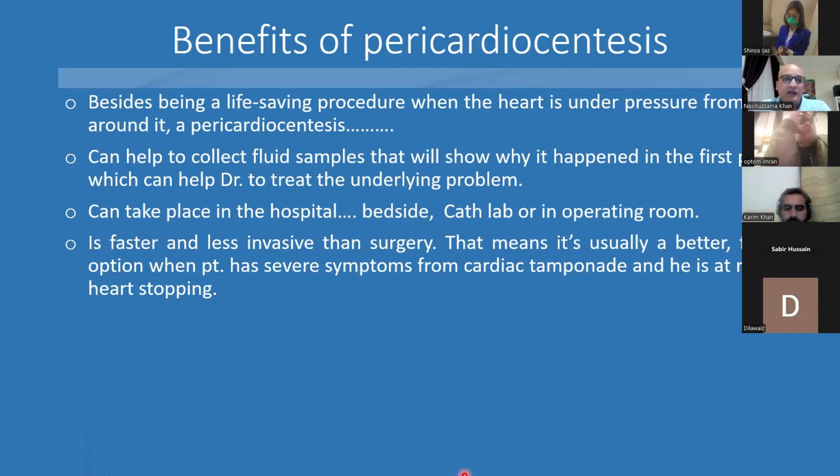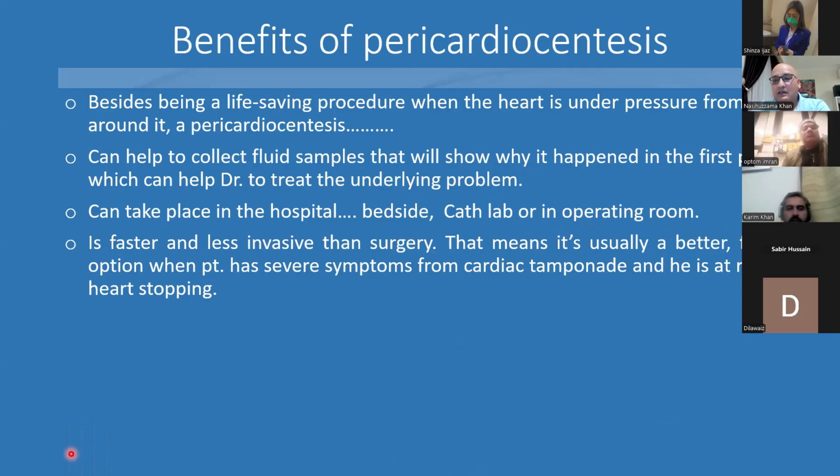Benefit. Besides being a life-saving procedure when the heart is under pressure from fluid around it, a pericardiocentesis is very helpful. It can help to collect fluid samples that will show why it happened, the cause in the first place, which can help the doctor to treat the underlying problem. It can take place in hospital, bedside, cath lab, or in the operating room, and of course, is faster and less invasive than surgery.